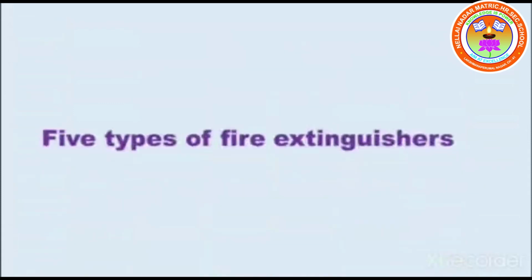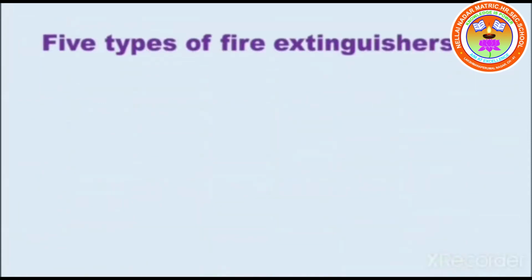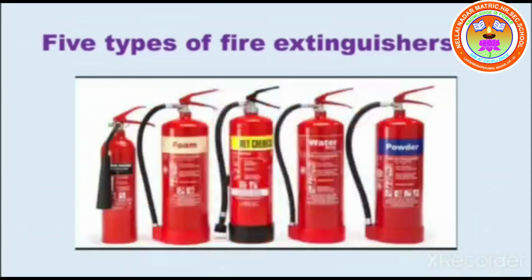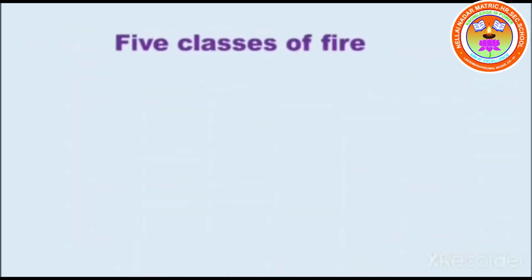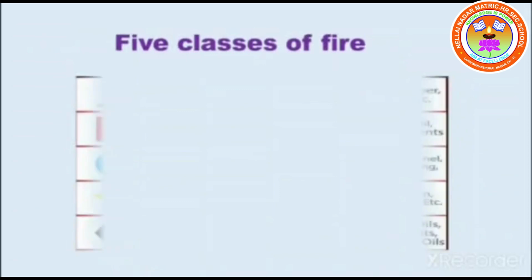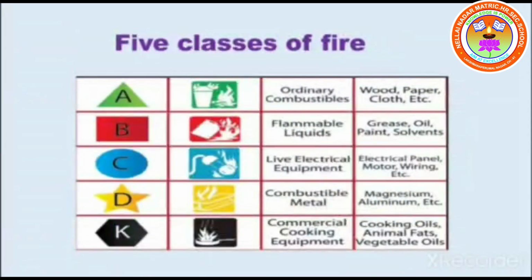There are 5 types of fire extinguisher: water, foam, dry powder, carbon dioxide, wet chemical. There are 5 classes of fire. Class A fire, that is ordinary combustible, example wood, paper, cloth, etc. Class B fire, flammable liquid, example grease, oil, paint, solvent.